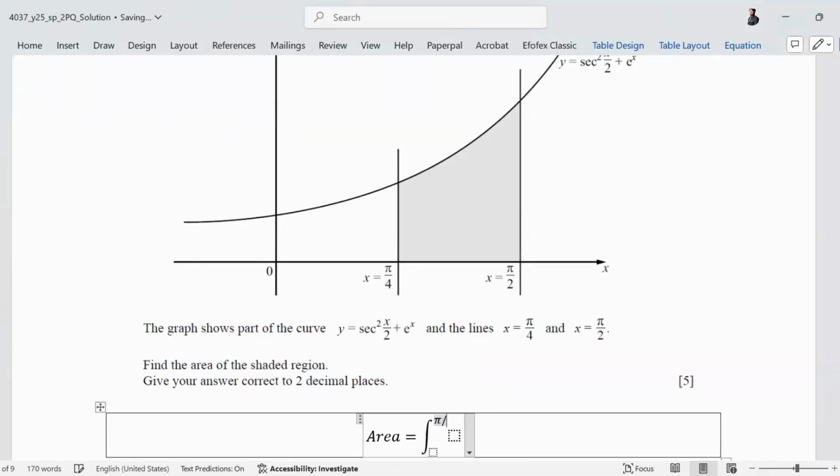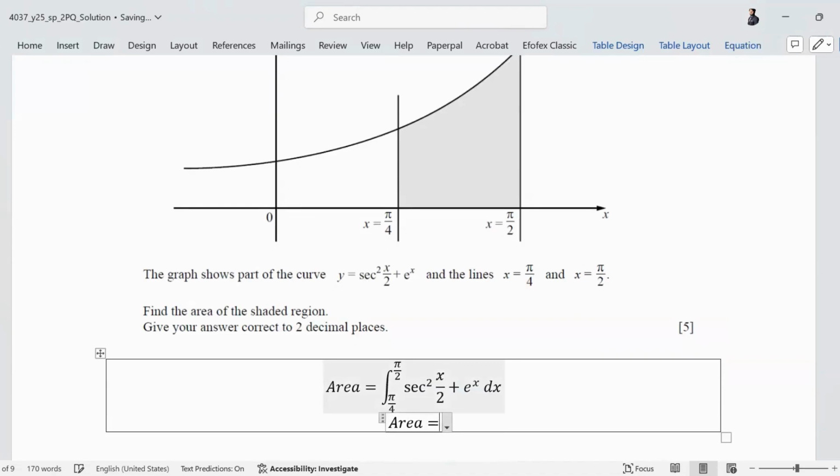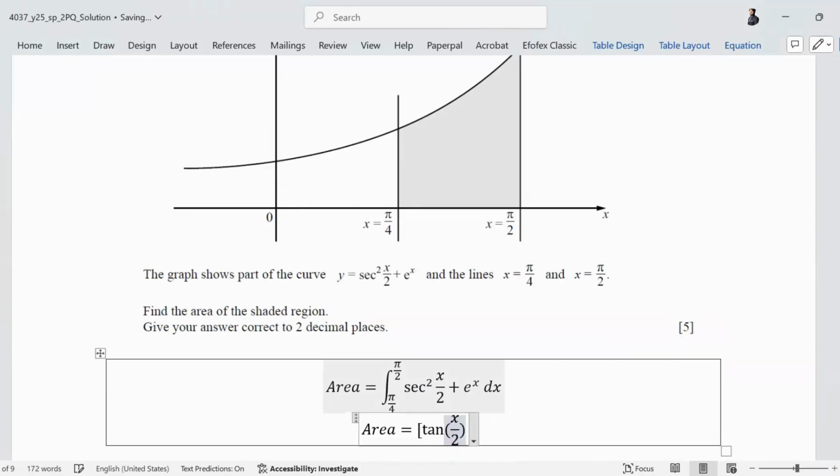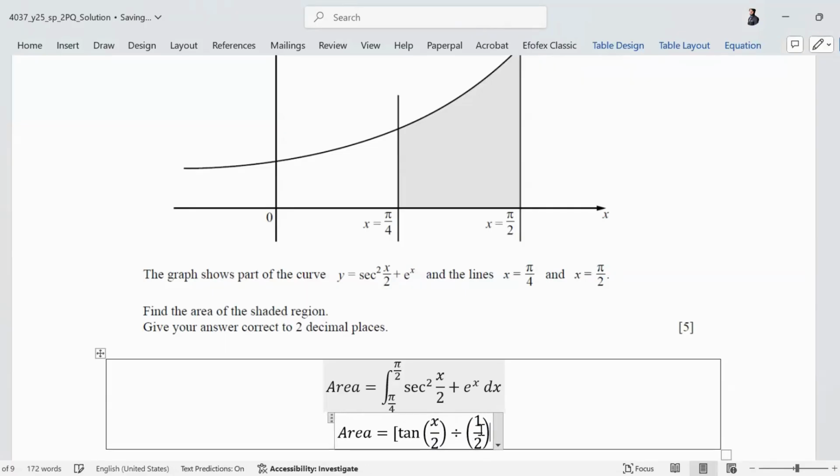My upper limit is pi by 2. My lower limit is pi by 4. And I need to integrate 6 square x by 2 is the angle plus e to the power x dx. So, what is the integral of 6 square? 6 square is the derivative of tan. So, the integral of 6 square will again be tan x upon 2. And then I will divide by the derivative of the angle. The derivative of x upon 2 is half. So, I'll divide the entire thing by half plus e to the power x will remain as it is.